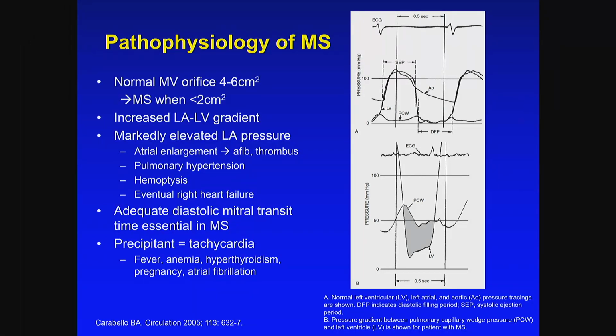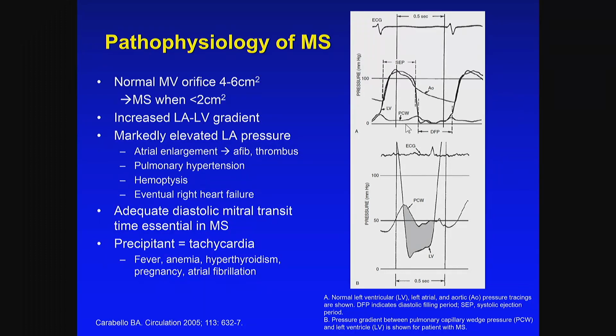And that marked elevation in left atrial pressure can lead to atrial enlargement, which in turn can lead to atrial fibrillation and thrombus, pulmonary hypertension, and in extreme cases, even hemoptysis because of rupture of the pulmonary vasculature. That back pressure is transmitted through the pulmonary vasculature into the right heart and can eventually lead to right heart failure.